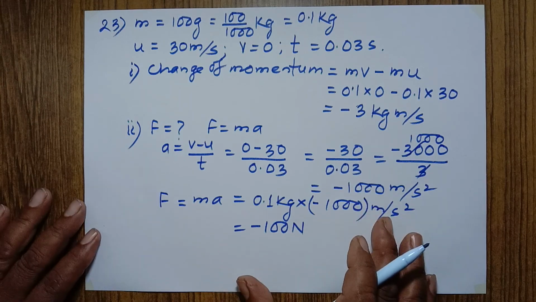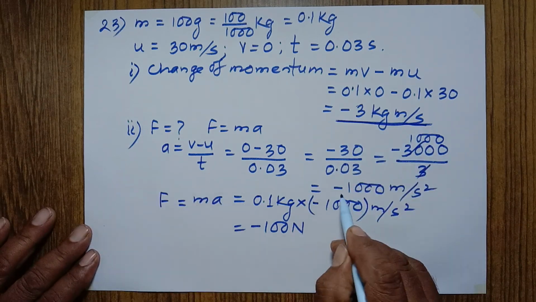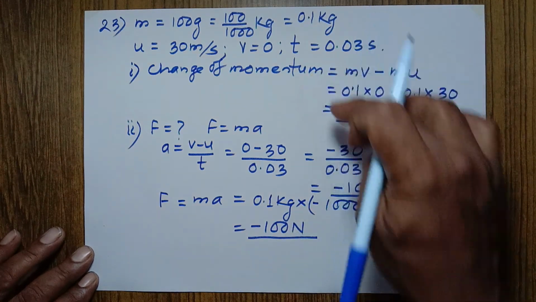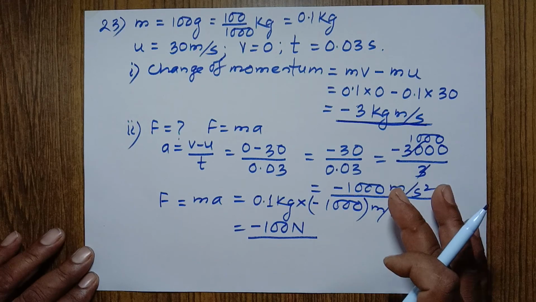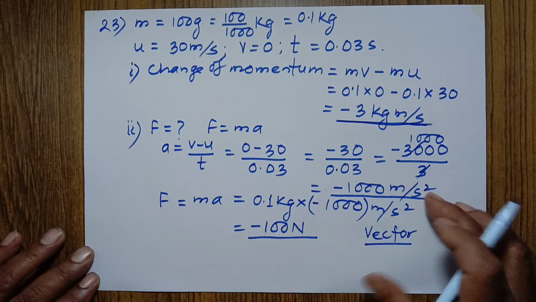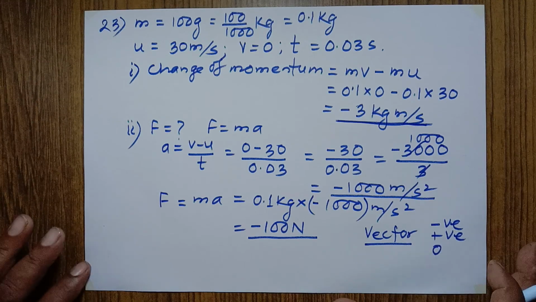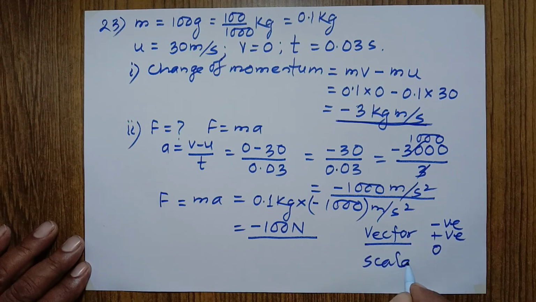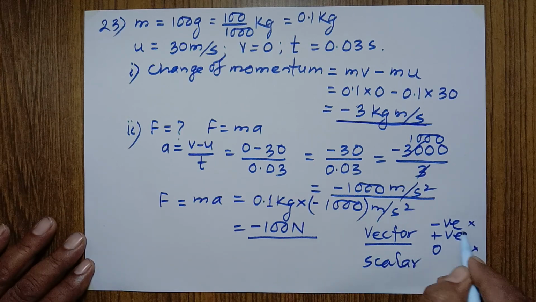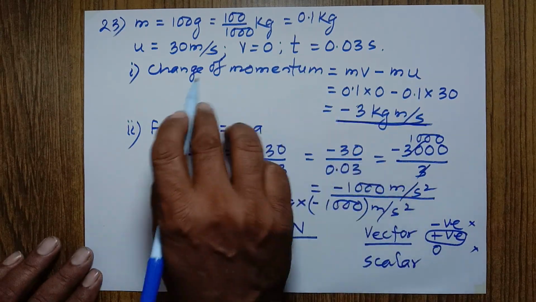Now have you noticed that momentum came in negative value, and here acceleration also came in negative value, and force is also negative. What is the reason? Momentum, acceleration, force, all these three are vector quantities. Vector quantities may have negative value, or positive value, or zero, but a scalar quantity is never negative. It has always a positive value, but these are vector quantities. That's why they came in negative. This change of momentum came in negative.